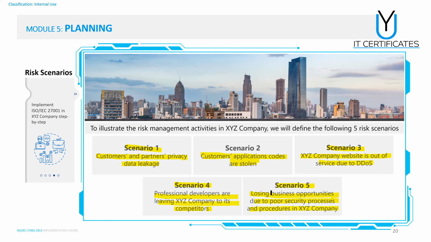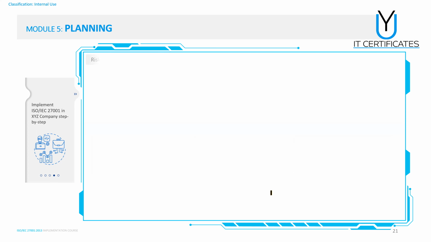XYZ company cares about security controls in their applications, which are delivered to the customers. But inside the company, they have very poor security processes and procedures. And this can represent a risk for them. Then these are the 5 risks which we will consider in this module. Then you will be able to understand the risk management concepts and how you can implement the risk management basics which we studied in the previous slides.